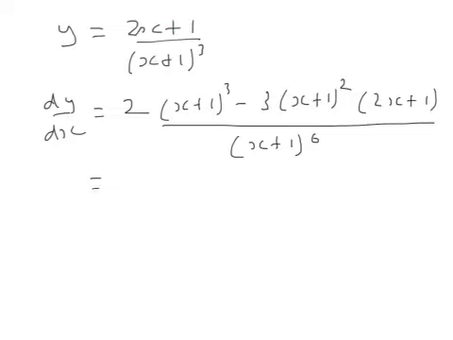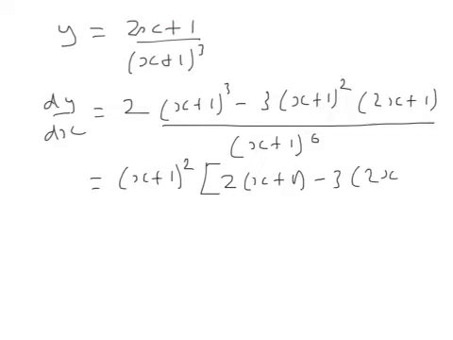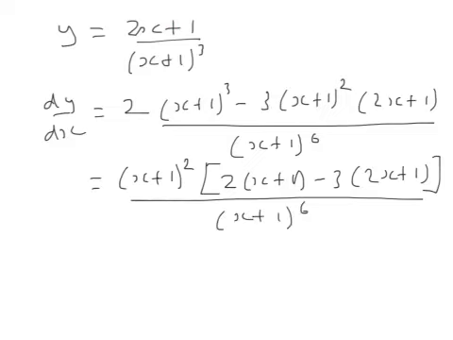We need to simplify, so let's take our x plus 1 squared as a factor at the top. So that's x plus 1 squared, that's a plus sign. So we're left with 2 lots of x plus 1 minus 3 lots of 2x plus 1. And then it's all over x plus 1 to the power 6. That's a 1.